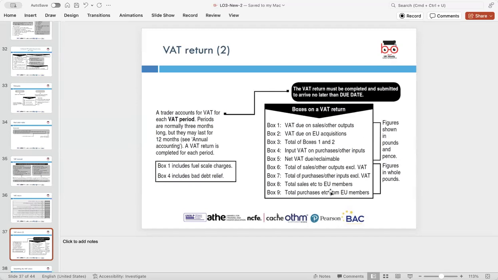Submission deadline. The completed VAT return must be submitted to HMRC no later than the due date specified for the period. All figures on the VAT return should be presented in pounds and pence, with whole pounds used for simplicity. These aspects of VAT accounting are important for businesses to ensure compliance with tax regulations and avoid penalties for late submission.